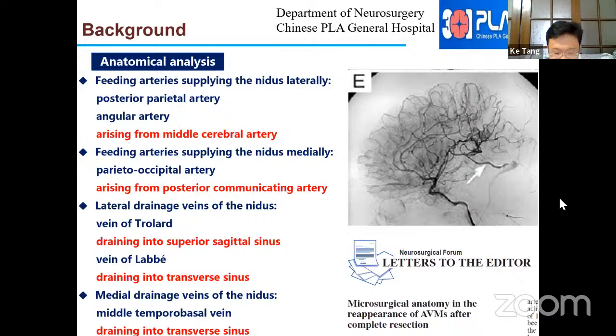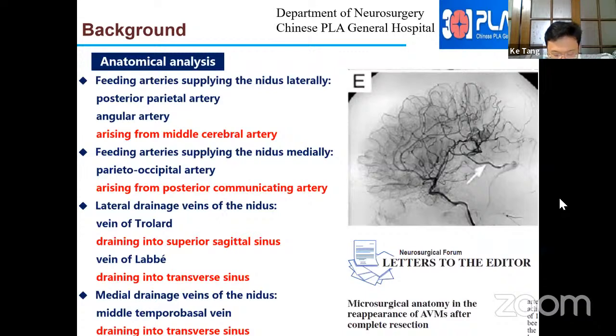location in the precuneus. Vasospasm or edema might then have masked this remnant on the angiographic image obtained 7 days post-operative. As the illustration shows, the recurrent AVM was located in the inferior portion of the precuneus, and was supplied by the parieto-occipital artery and drained by the middle temporal basal vein, which would both be located in the deeper surgical field.